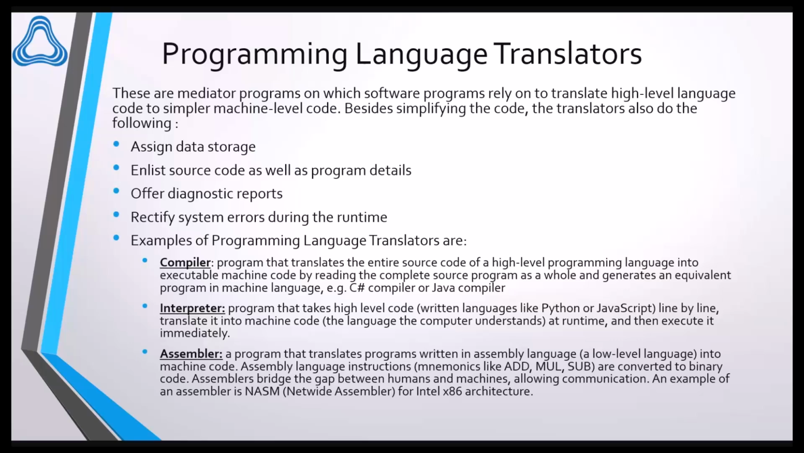We have the compiler. The compiler is the program that translates the entire source code of a high-level programming language into executable machine code by reading the complete source program as a whole, and then generates an equivalent program in machine language. Like we have the C# compiler or the Java compiler. Let me show you a quick demonstration.